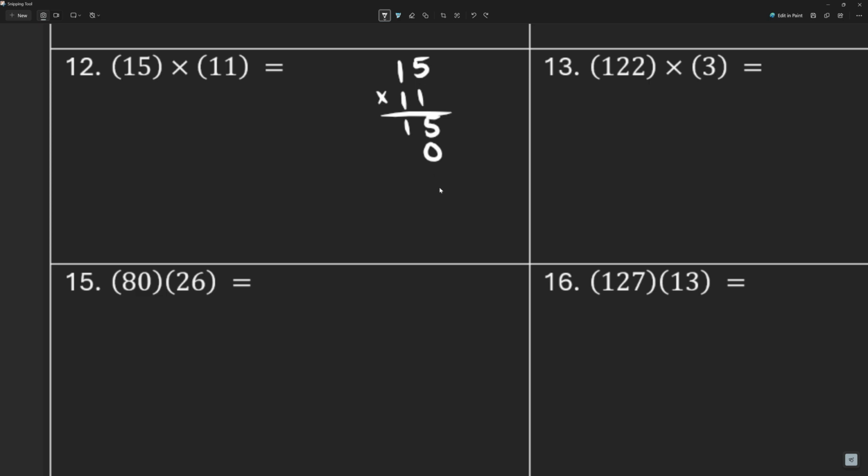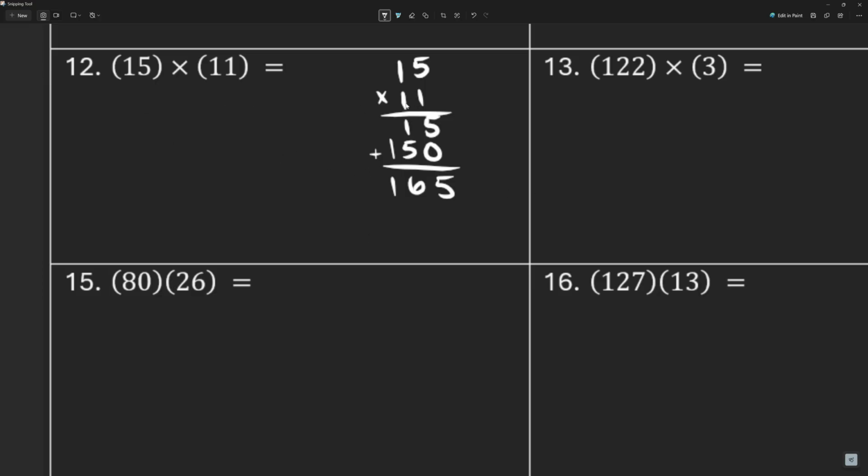So 1 times 5 is 5. 1 times 1 is 1. 5 plus 0 is 5. 1 plus 5 is 6. And there's our 1. Yeah, there's a few ways I can explain this, right?